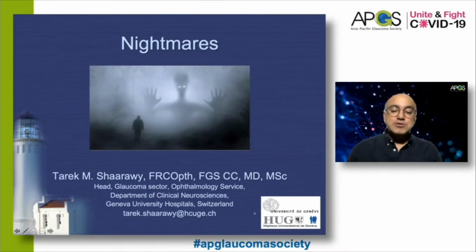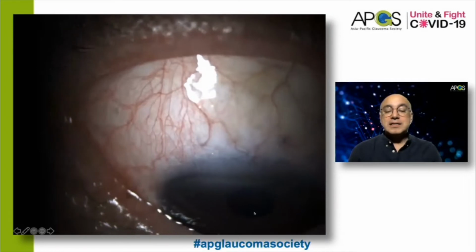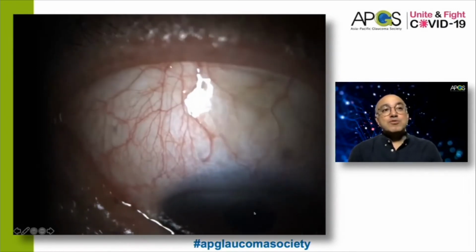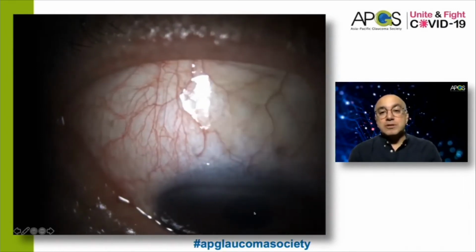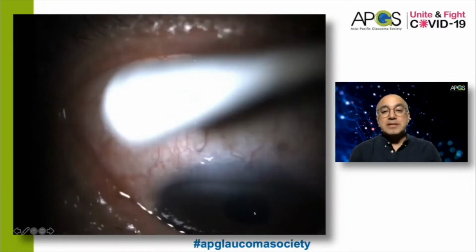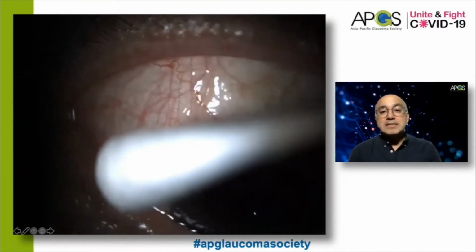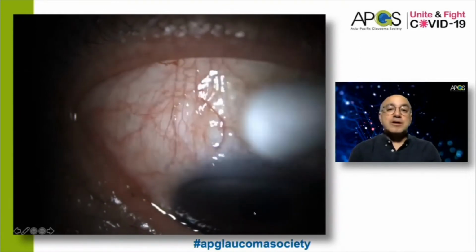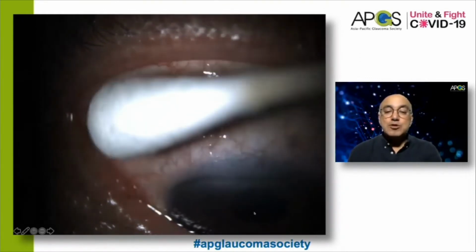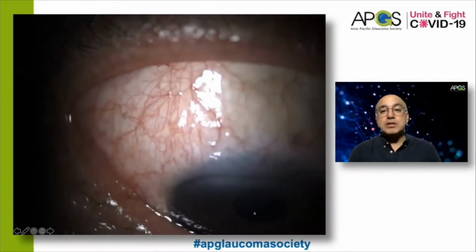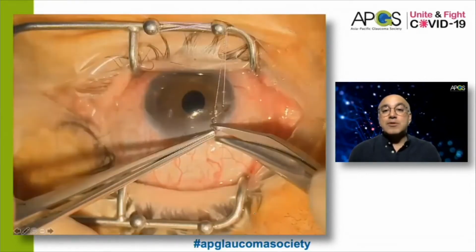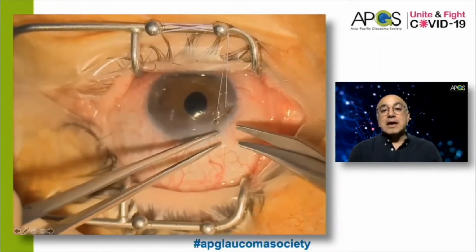So I've been asked to speak about bleb nightmares, and whenever you try to avoid a bleb nightmare, you have to remember that the raw material for you to construct the bleb is the conjunctiva. So remember to take a good look at the bleb prior to the operation. And as you see here, I don't just look at it, but I also touch it to be able to understand how thin or thick it is.